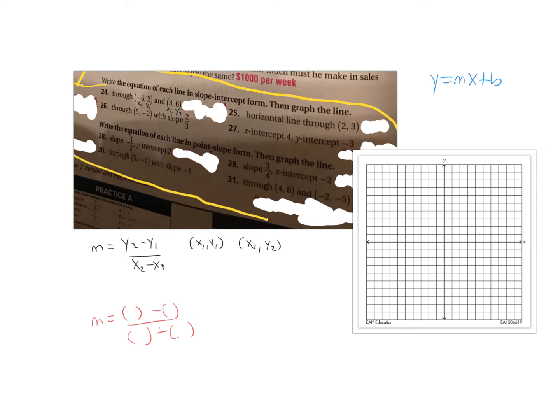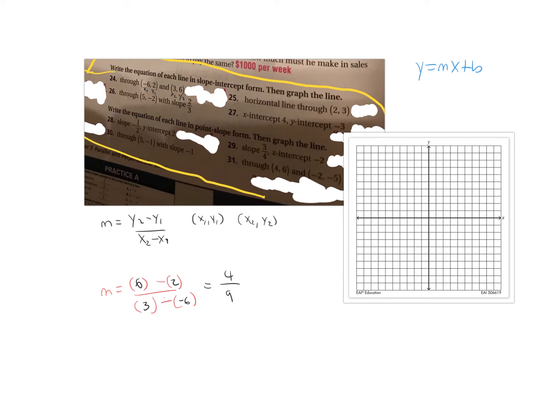It's going to be y2 minus y1. Well, that's going to be 6 minus 2. X2 minus x1 on the bottom is going to be 3 minus negative 6. So that's going to be 6 minus 2 is 4. 3 minus negative 6 is 3 plus 6, which is just 9. So we already have the slope at this point. The slope is 4/9. So that means we could update the equation to say y equals 4/9 x plus b.